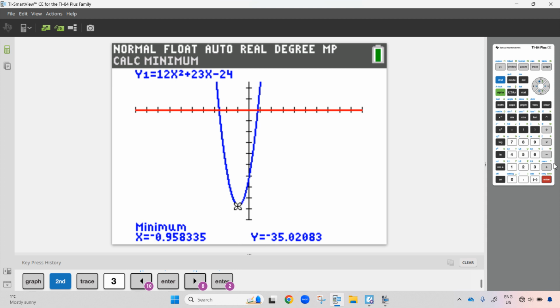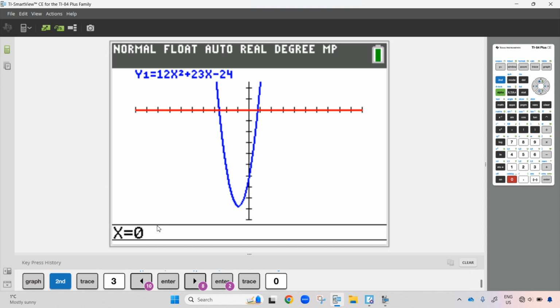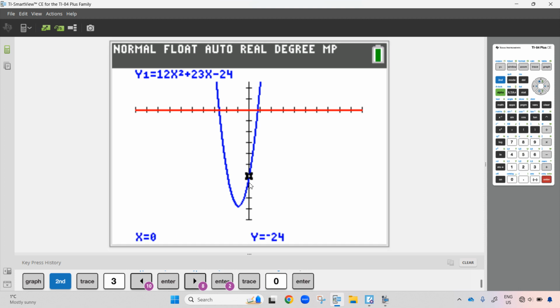Let's now do our y-intercept. So the y-intercept I knew from my equation was the one without an x value, but just to check, it would be trace 0. So when x is equal to 0, press enter. Y is negative 24. And then lastly, we have to find our x-intercepts.